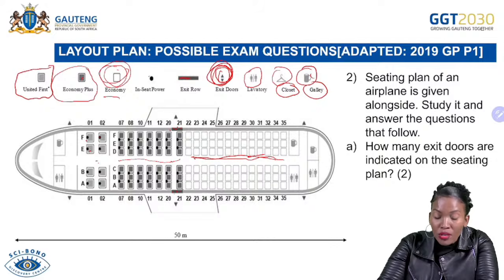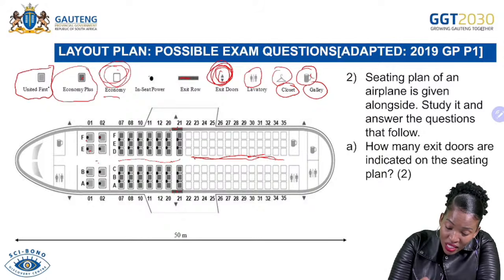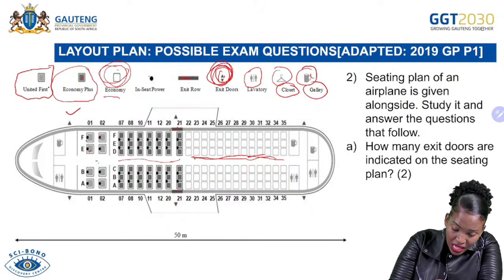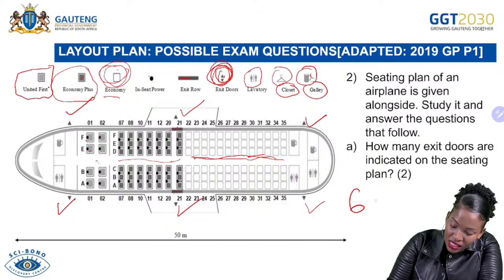So here are the possible questions. How many exit doors are indicated on the seating plan? What is the key for exit door? Again, you are looking at the arrows. So let's count how many arrows we can see. It is 1, 2, 3, 4, 5, 6. So the correct answer is 6 exit doors.